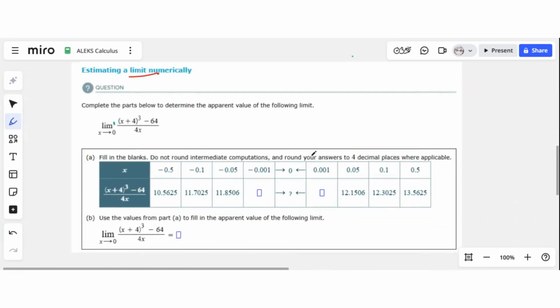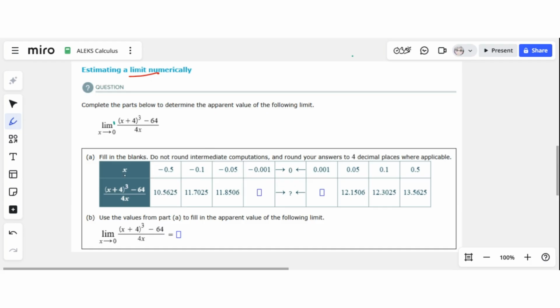Sometimes we don't have a graph though, and we need to just figure out the limit numerically. This is a way you can just plug in values, crank them out, and look at the results and see, oh, obviously the limit is approaching such and such a number. So here we have a chart. It's got x values and then the value of the function itself. This is the function, and they've plugged in those values and cranked out the numbers.